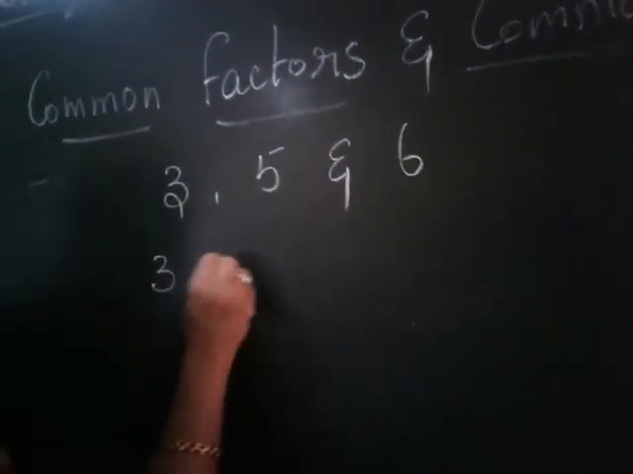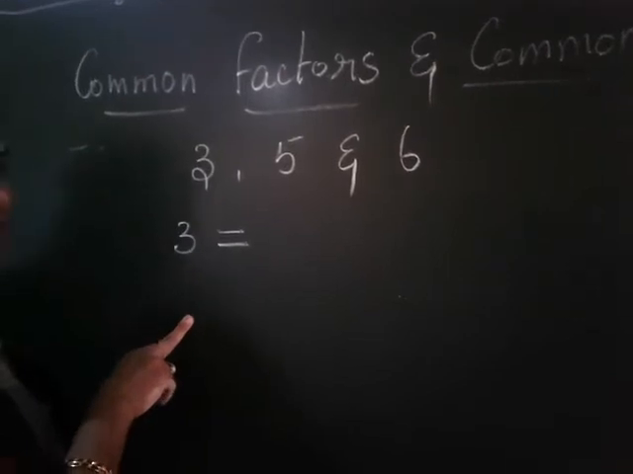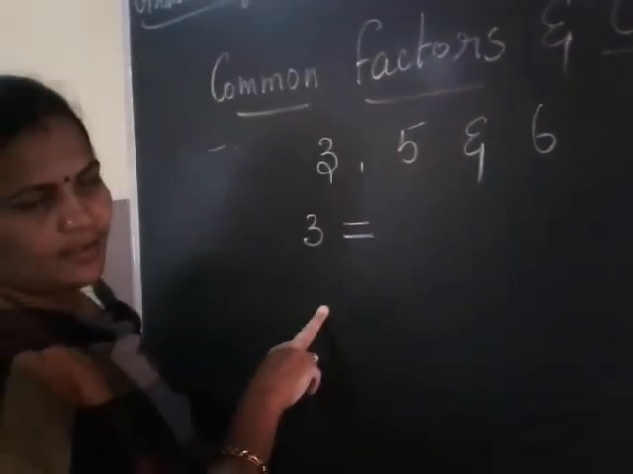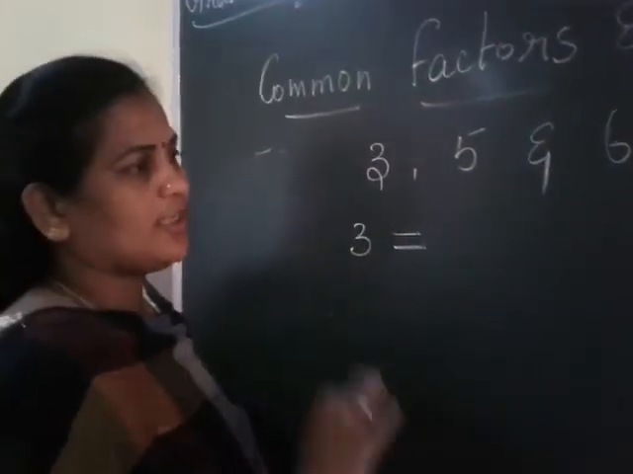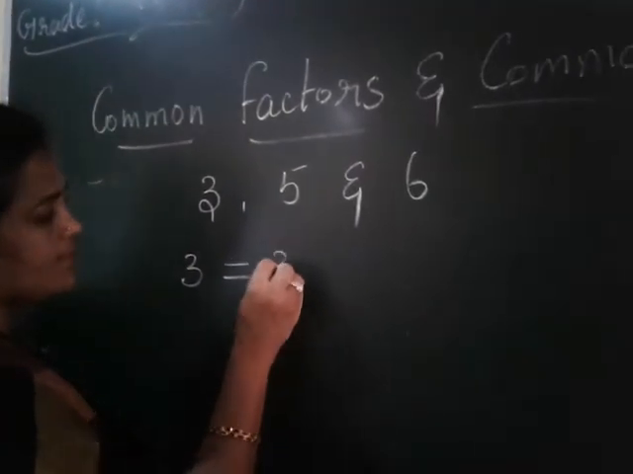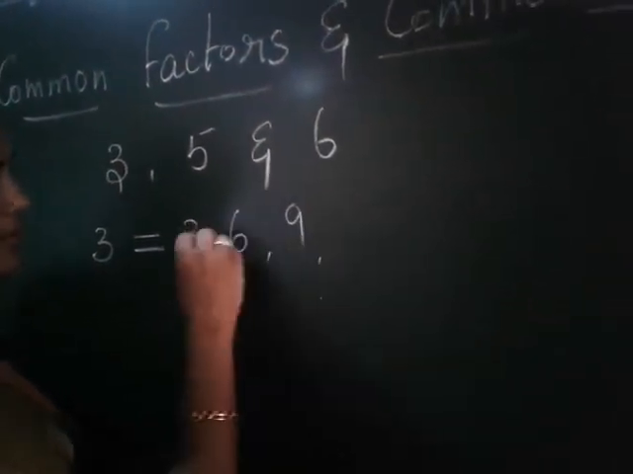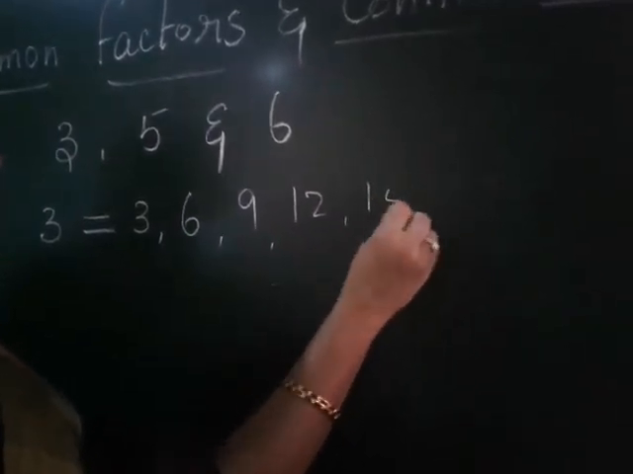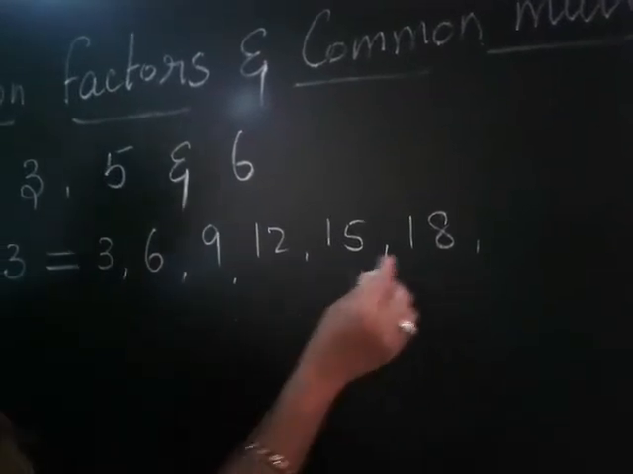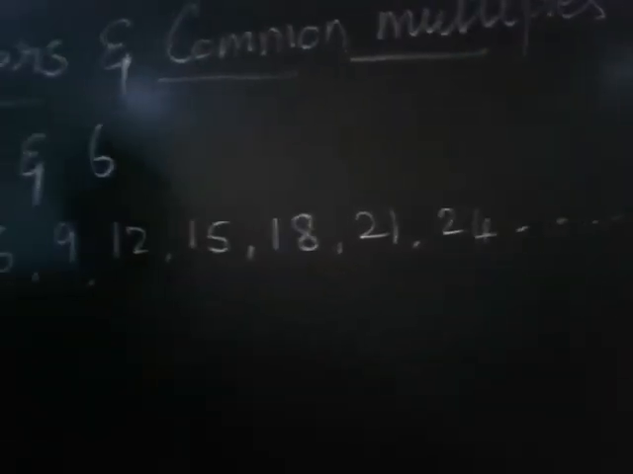What are the multiples of 3? Multiples you can't count, children. As you all know, a number has infinite multiples, unlimited. We can't define them, so many multiples you can write. So I am writing a few multiples. 3 1s are 3, 3 2s are 6, 3 3s are 9, 3 4s are 12, 3 5s are 15, 3 6s are 18, 3 7s are 21, 24. Like this you can write.